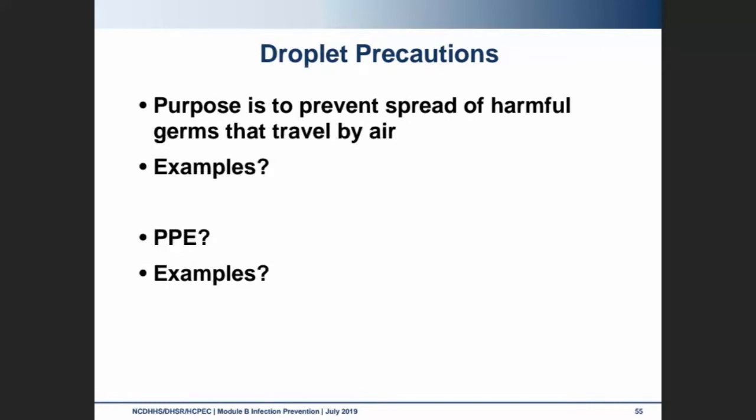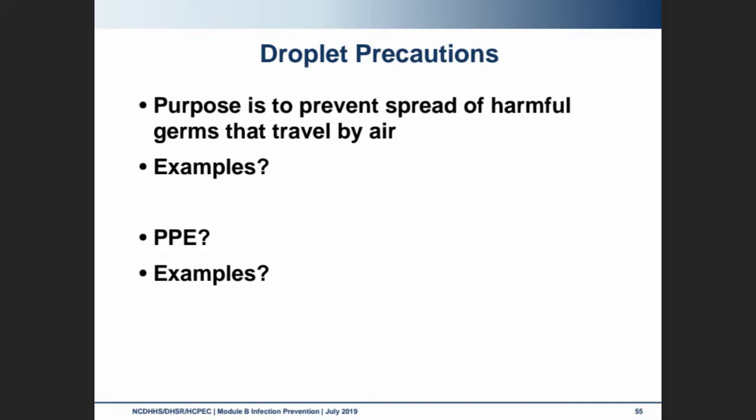Droplet precautions. The purpose of these precautions is to prevent the spread of harmful germs that travel by droplets in the air. Some harmful germs, like the flu, can travel by way of droplets. Droplets spread after being sprayed from our nose and mouth, like when we cough, sneeze, talk, laugh, or sing. So droplets might land directly on another person, in which case it would be direct contact, or they could land on a doorknob or a rail or another surface that I might come around later and touch. That would be indirect contact.